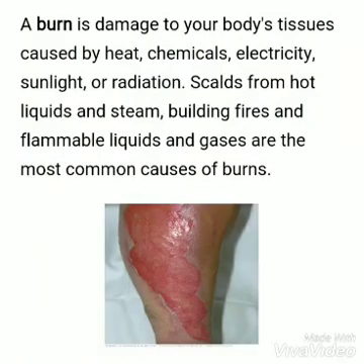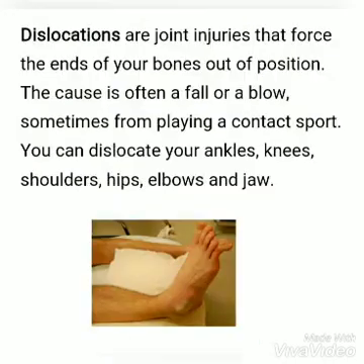Third is a burn. A burn is damage to your body's tissues caused by heat, chemicals, electricity, sunlight, or radiation. Scalds are burns from hot liquids and steam. Fourth, we have dislocations. Dislocations are joint injuries that force the ends of your bones out of position. The cause is often a fall or a blow, sometimes from playing a contact sport.